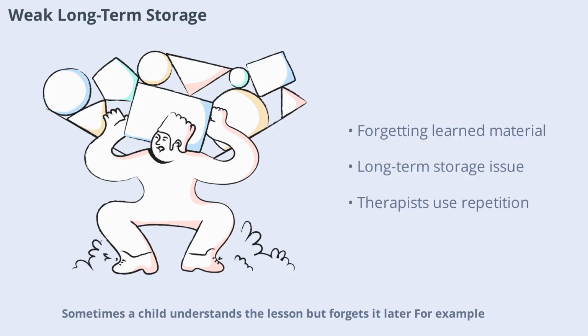Sometimes, a child understands the lesson but forgets it later. For example, they might learn new vocabulary today but forget the words next week. This means the information didn't transfer successfully into long-term memory. Identifying this issue allows educational therapists to use strategies like repetition and spaced practice to help the child remember better.